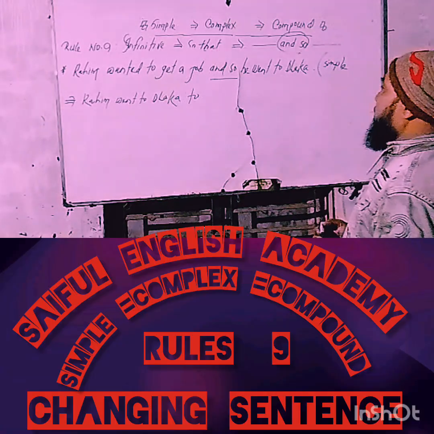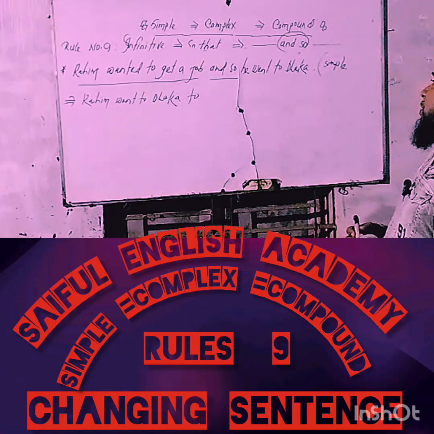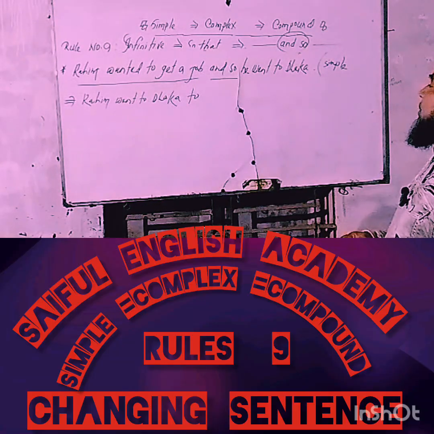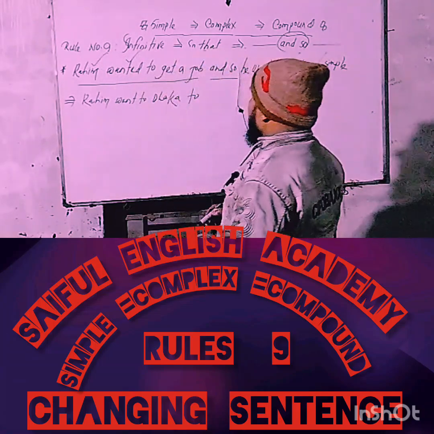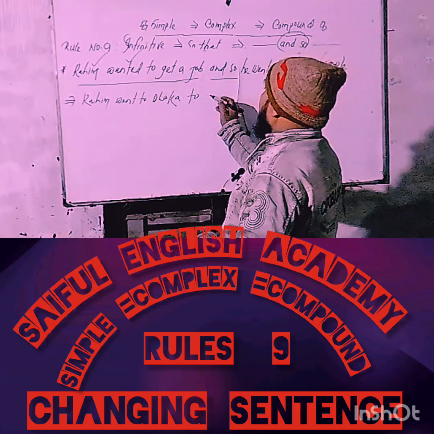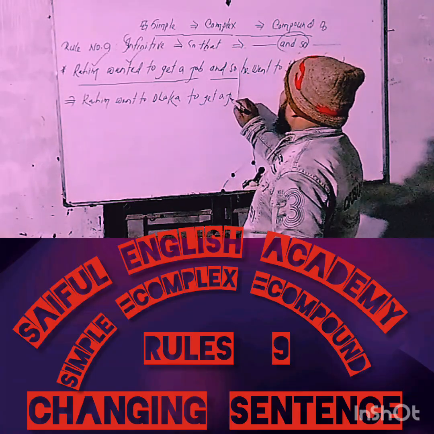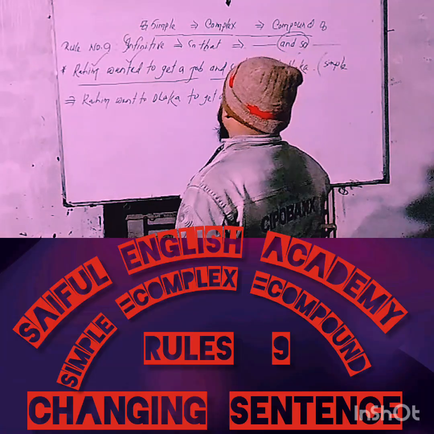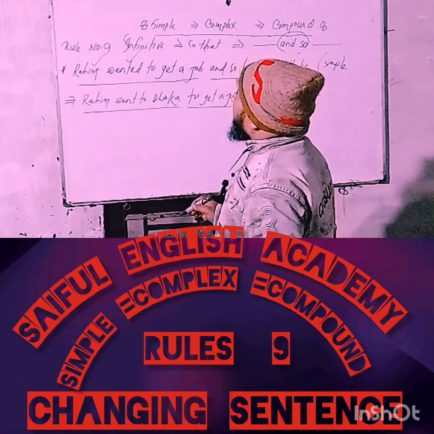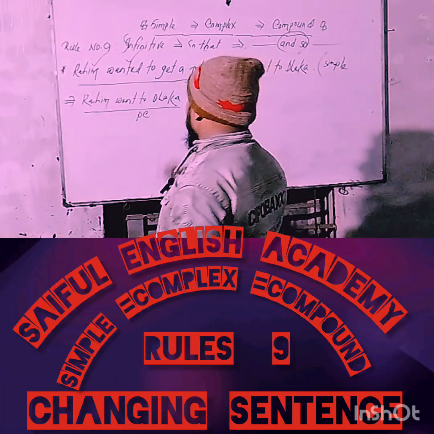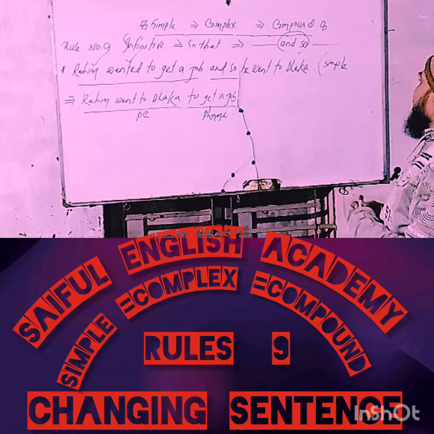You'll have to form a phrase from the first principal clause. To form a phrase from the principal clause, you'll have to delete the subject, "wanted", and then write the verb of this principal clause: to get a job. I hope you have understood clearly. Now this sentence has changed into a simple sentence because it has one principal clause and a phrase. I hope you have understood clearly.